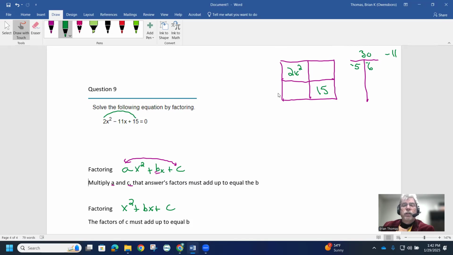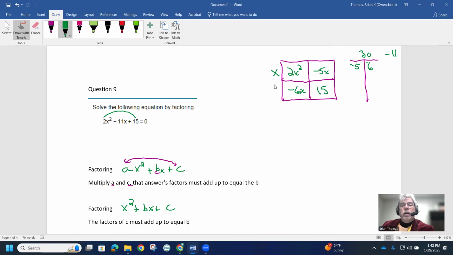So what happens is these become the coefficients of the linear term. So this negative 11x gets broken into two pieces, minus 5x and minus 6x. So it completes our box. And then from here, what we can do is factor out a common factor. Between the 2x squared and the negative 5x, they do have a common factor of x there.